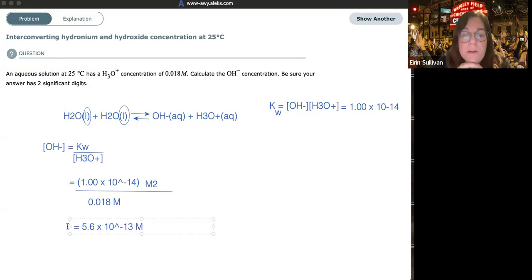Okay, so the product of your hydronium ion concentration times the concentration of hydroxide is always going to equal 1 times 10 to the minus 14, right? There's an inverse relationship, right? As the concentration of hydroxide goes up, the concentration of hydronium goes down, and vice versa. So you've got an inverse proportionality there. Okay, so hopefully that is helpful for you guys.